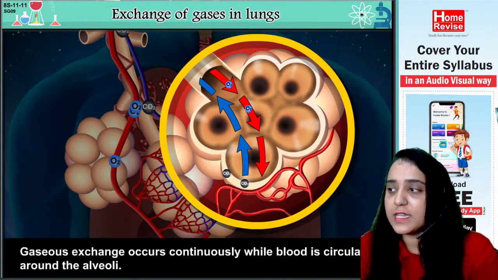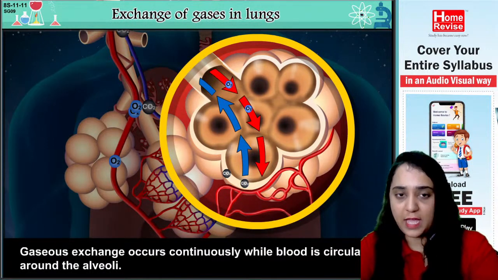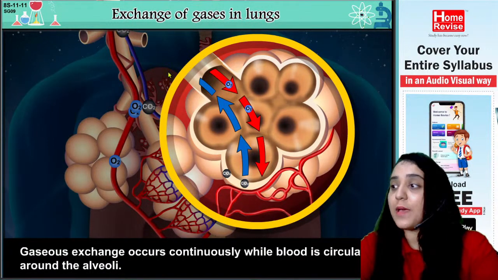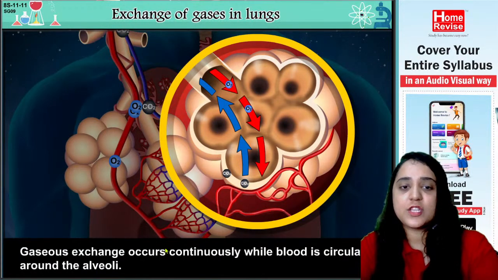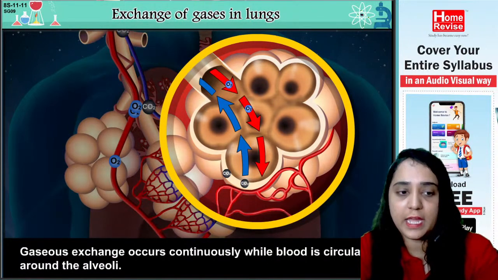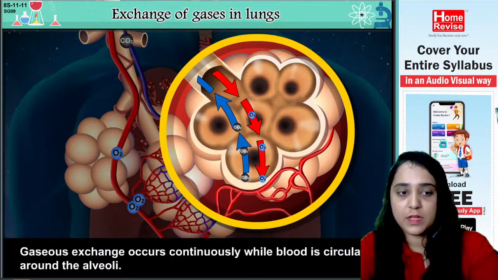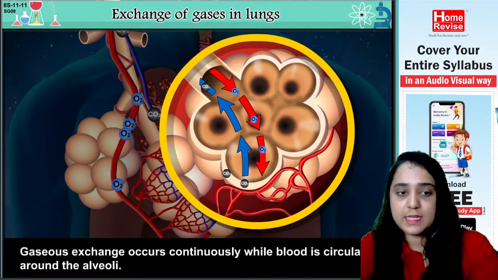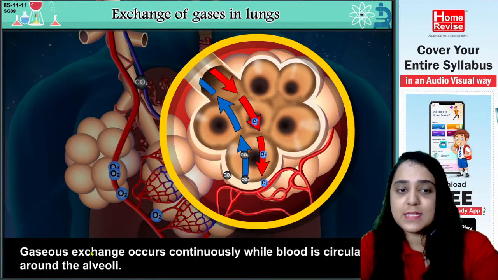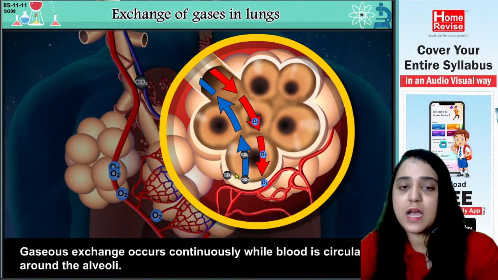Yes, it is composed of the left branch and the right branch. Now we will see about the exchange of gases in the lungs. Gases exchange occurs continuously while blood is circulating around the alveoli. Now let's see it in diagrammatic form. As you can see, the exchange of gases is continuous while blood is circulating.